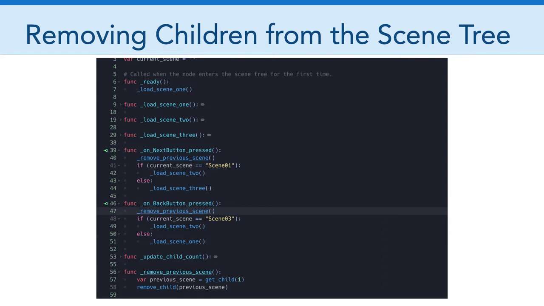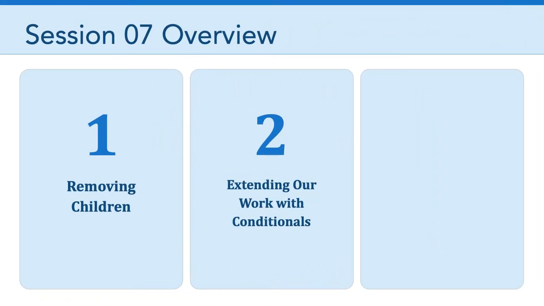As a result, I can see that I can go forward and I can go back through my guided tour, and the scene tree count stays at 2, which is as efficient as it can be given how we've built this particular project. So that's a little bit about removing children. There are other ways to remove children, but this is a simple one that's going to be important for future work that we do. All right, now I want to talk a little bit about extending our work with conditionals.